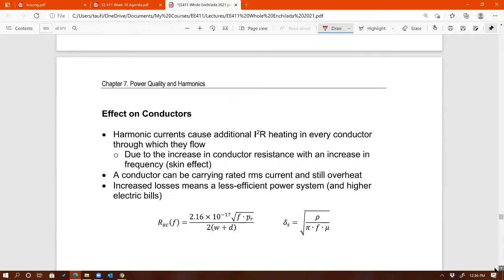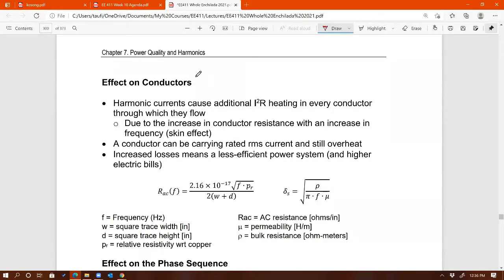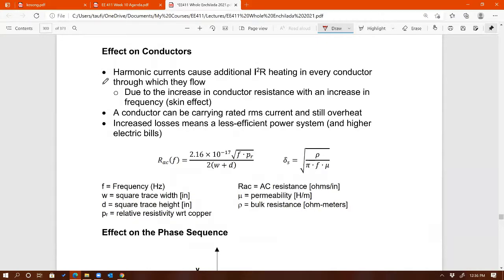All right, let's talk about the bad impact that harmonics have on our electrical systems in more detail. First one, the effect on conductors. Remember, harmonics are high frequency components, higher than the fundamental component. Harmonic currents cause additional I squared R heating in every conductor through which they flow. This is due to the increase in skin effect, as well as proximity effect, which I don't think I listed here. A conductor can be carrying rated RMS current and still overheat. Increased losses mean a less efficient power system and a higher electric bill.